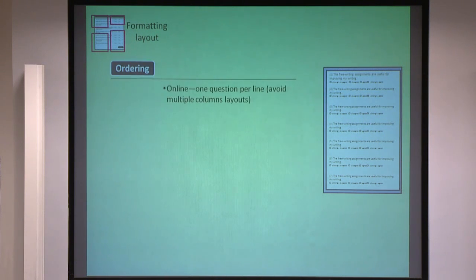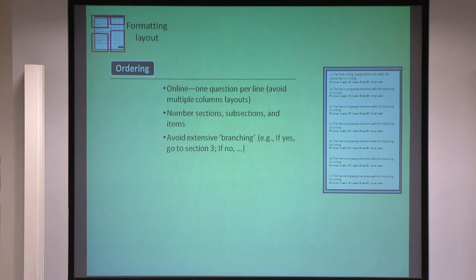Ordering. One column per line for online. Avoid multiple columns and layouts. Often online tools will do that for you. Number sections and subset sections and items. Avoid extensive branching. So you can say, if you answered yes to this question, please go to section 3. Keep that to a minimum.